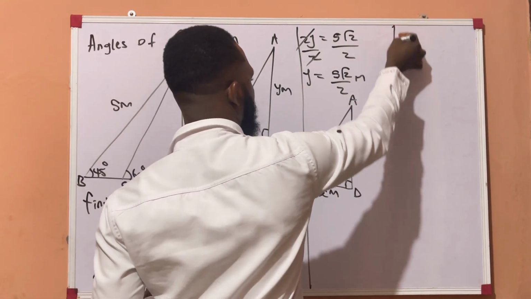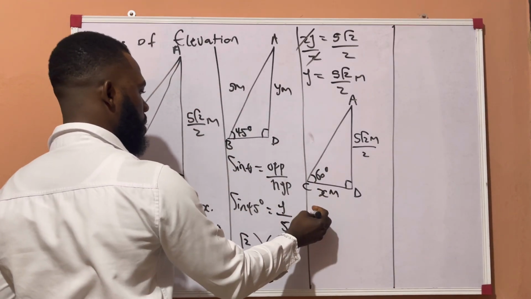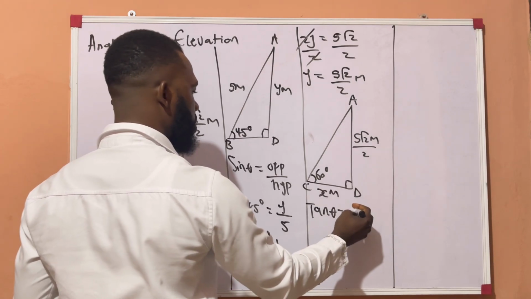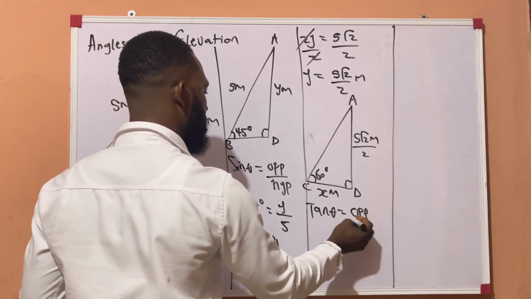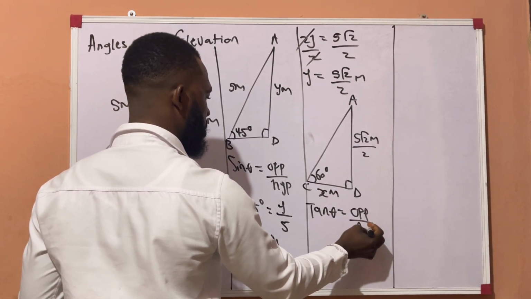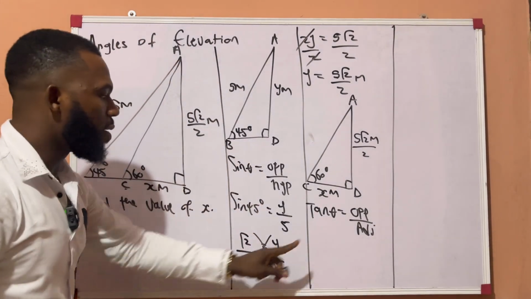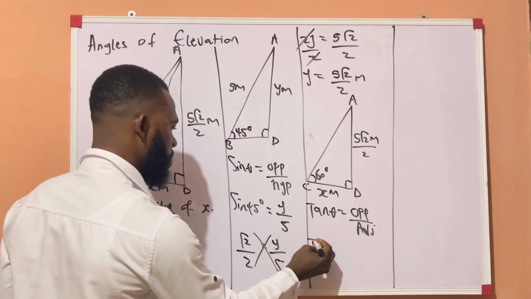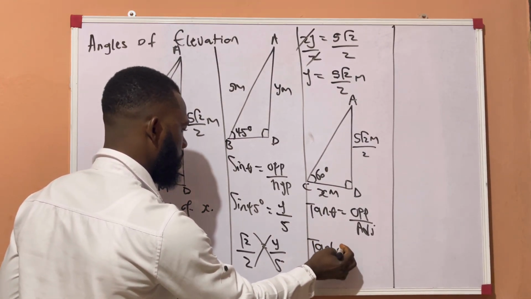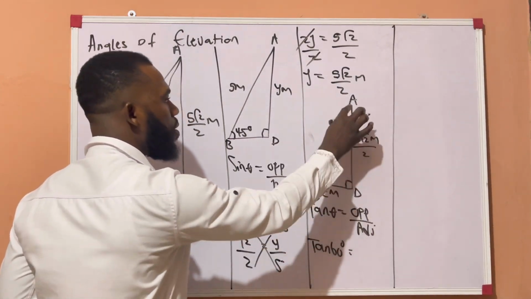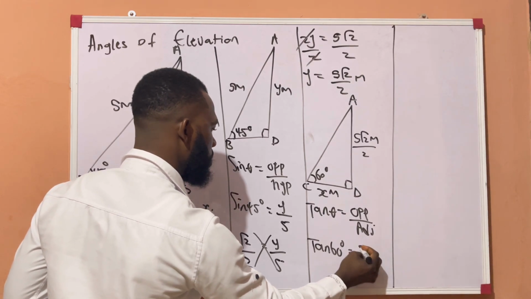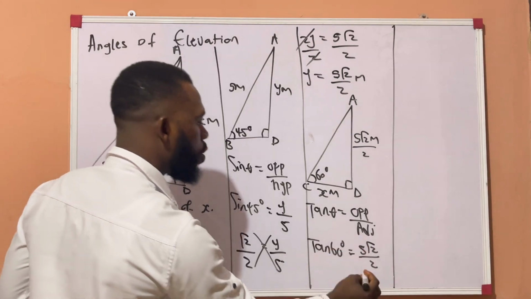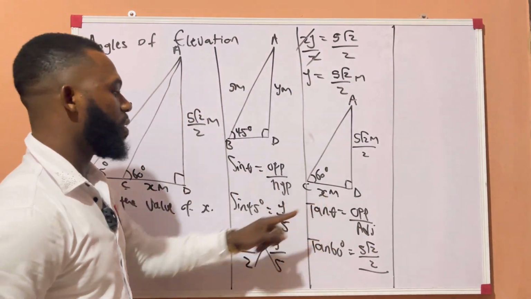So here becomes tan theta is equal to opposite over adjacent. Okay, now theta here is 60 degrees. Now tan 60 degrees is equal to the opposite, which now is 5 root 2 over 2, and all over the adjacent, which now is x.